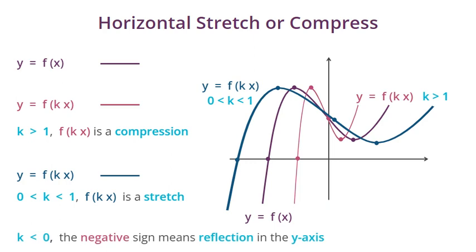When k is negative, the size of k determines if the transformation is a stretch or compression. The negative sign indicates reflection in the y-axis.